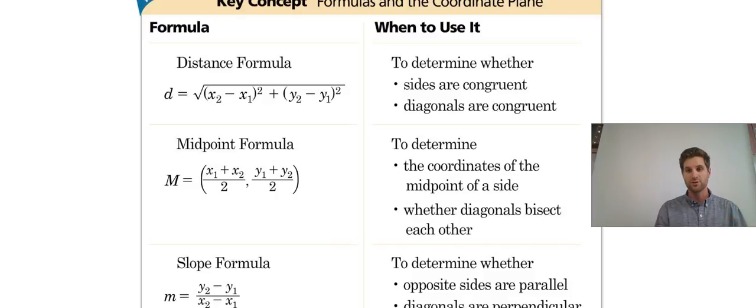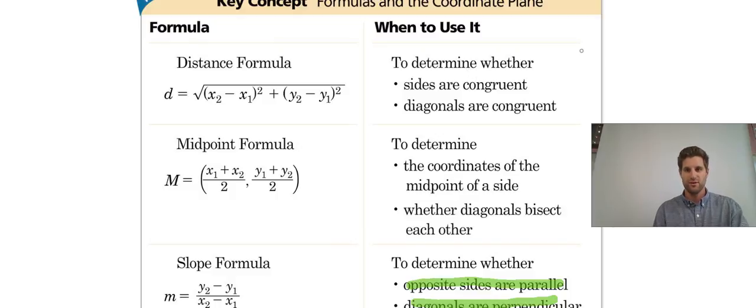Now we've actually talked about and used these. You've used these in other classes as well. But one of the best parts about this is when to use it. So the distance formula we're going to use to determine if sides are congruent or diagonals are congruent. This can help us find different shapes. We're going to use the midpoint formula to find the coordinates of the midpoint of a side and if diagonals bisect each other. And then this next one, slope, we're going to use to see if opposite sides are parallel, diagonals are perpendicular.